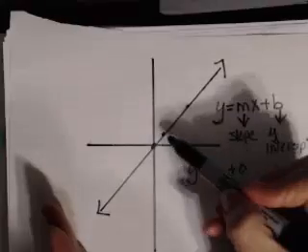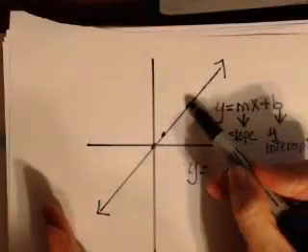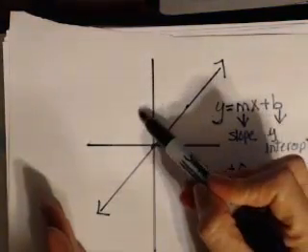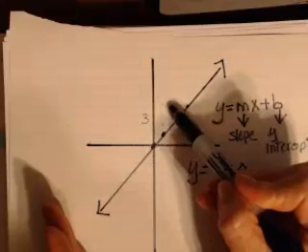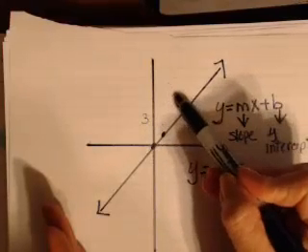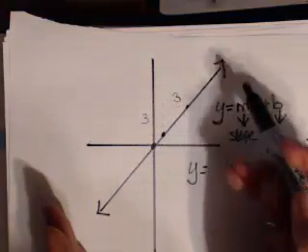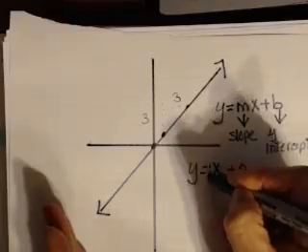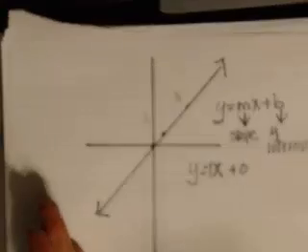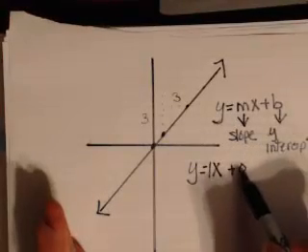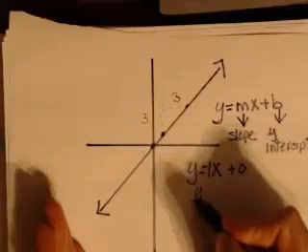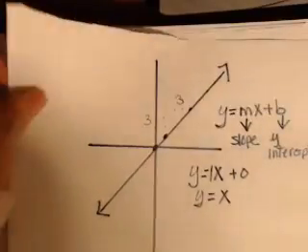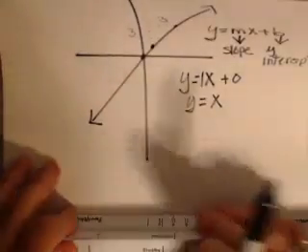To get the slope, I'm going to go from one point to the next. I'm going up 1, 2, 3, and I'm going right 1, 2, 3. So 3 over 3 means that I have a slope of 1. And typically we do not write the coefficient of 1 in front of the variable, and neither do we show add 0. So the equation of this line is simply y equals x. Now let's look at some more examples.